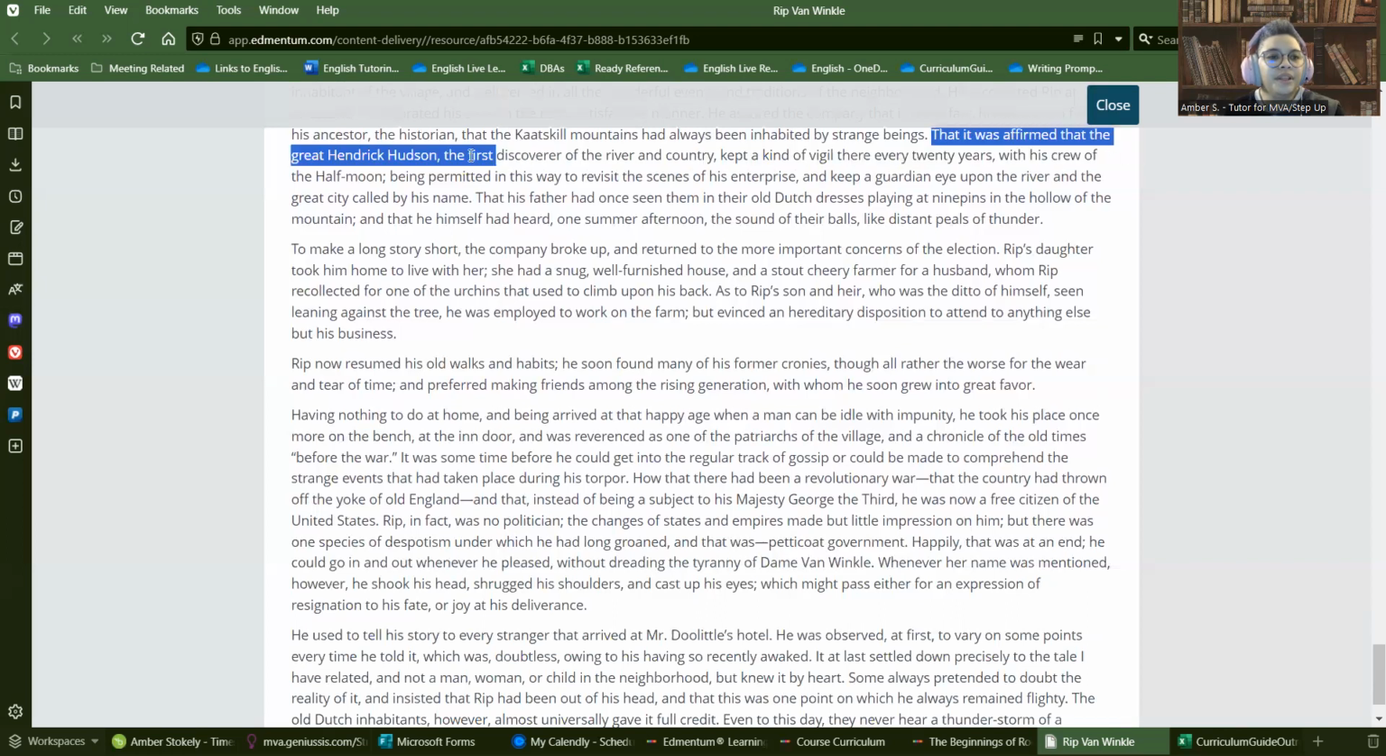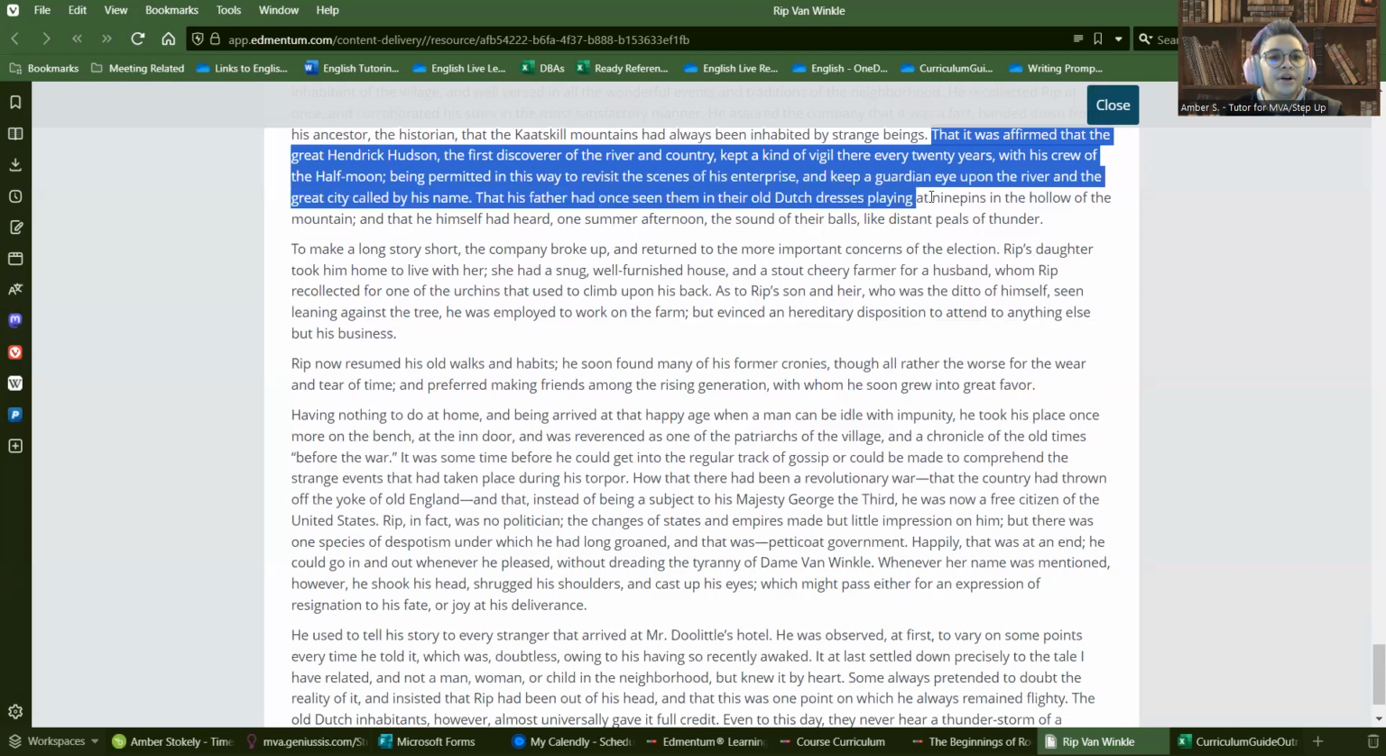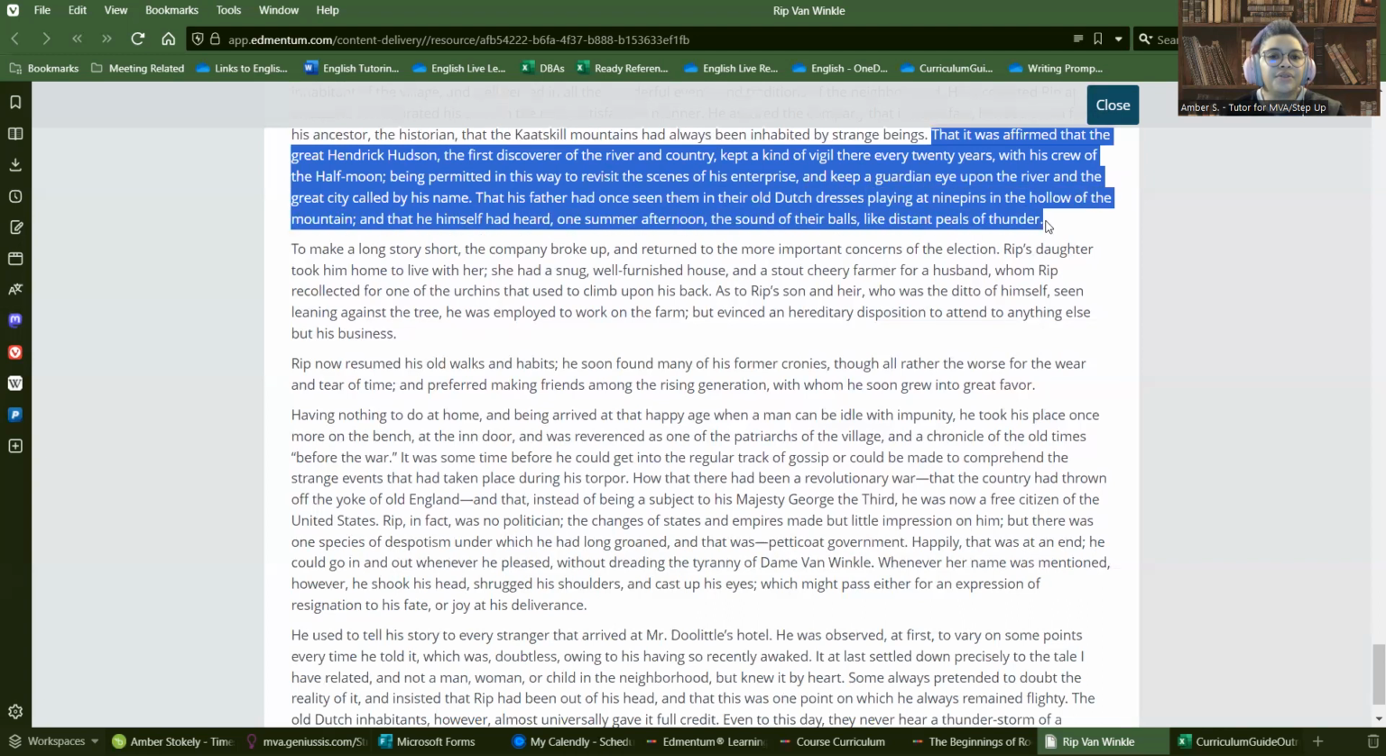It was affirmed that the great Hendrik Hudson, the first discoverer of the river and the country, kept a kind of vigil there every 20 years with his crew on the Half Moon. Being permitted in this way, permitted is like allowed, to revisit the scenes of his enterprise and keep a guardian eye upon the river and the great city called by his name. That his father had once seen them in their old Dutch dresses playing at the ninepins in the hollow of the mountain, and that he himself had heard one summer afternoon the sound of balls like distant peals of thunder.